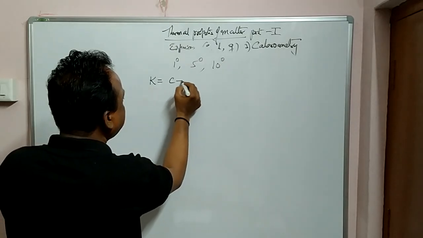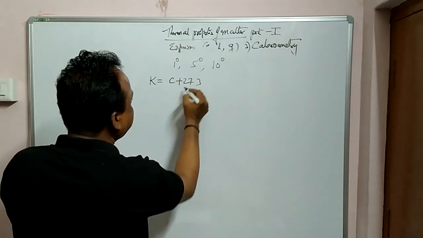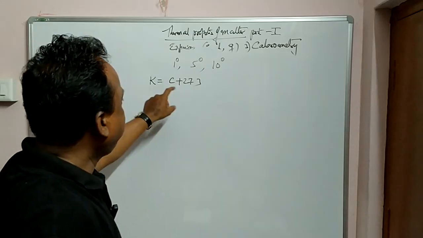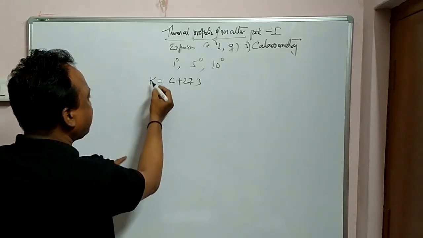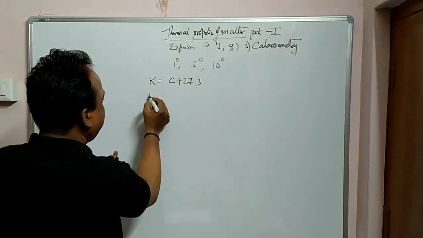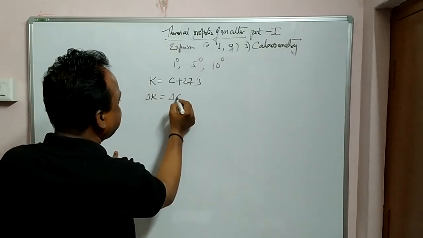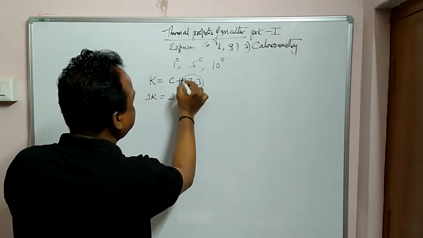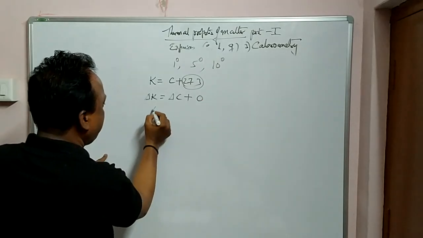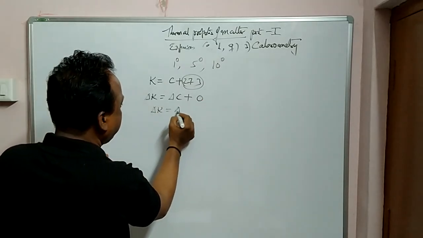Kelvin is equal to centigrade plus 273, as I said. Now take the partial derivative for this one. What does partial derivative mean? Delta K is equal to delta C, because the derivative of 273 is 0. So therefore delta K is equal to delta C.